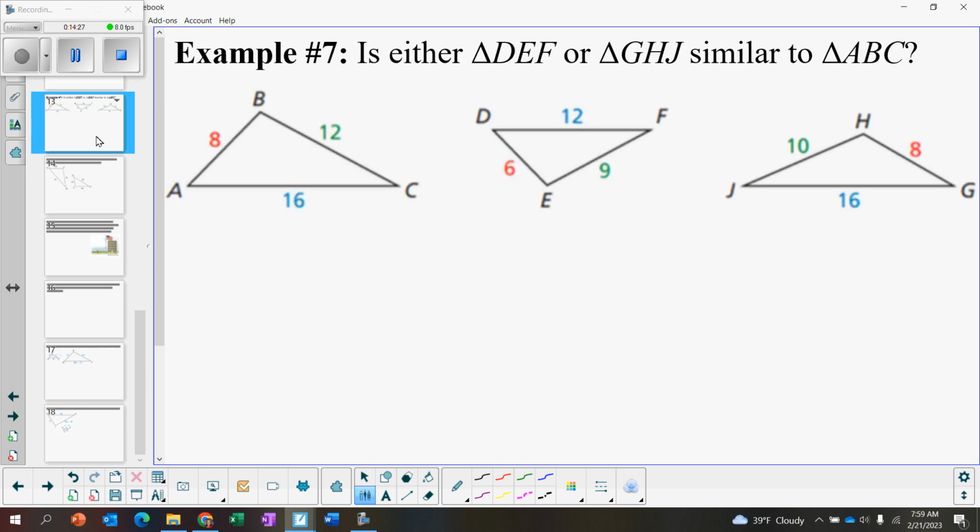So in example 7, is either DEF or GHJ similar to triangle ABC?